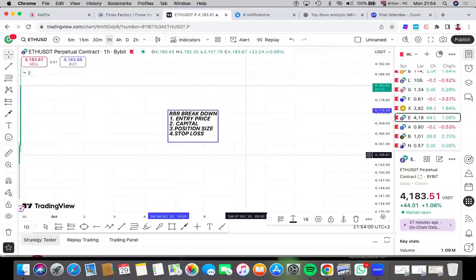So the next technical term will be risk amount. We also talked about this the last time. I believe you should be writing all of these things down. So, risk amount.